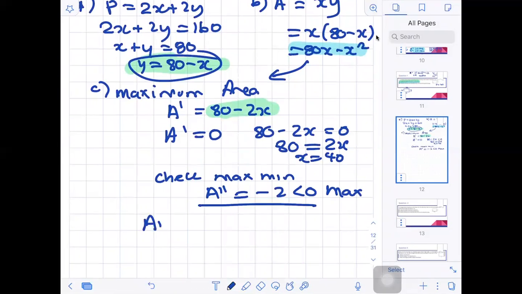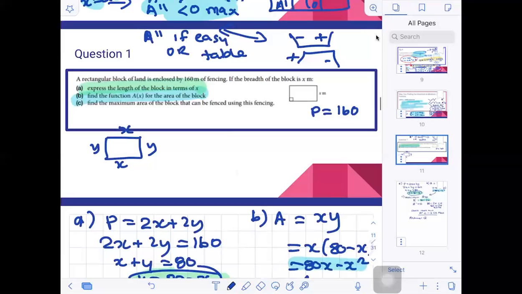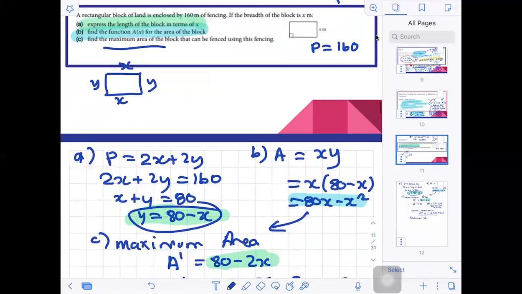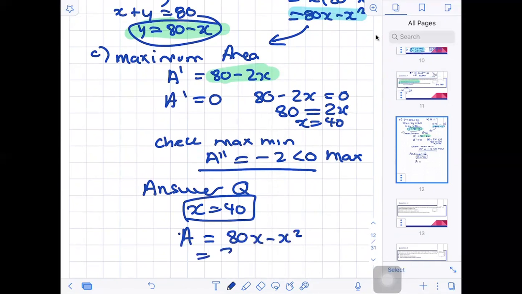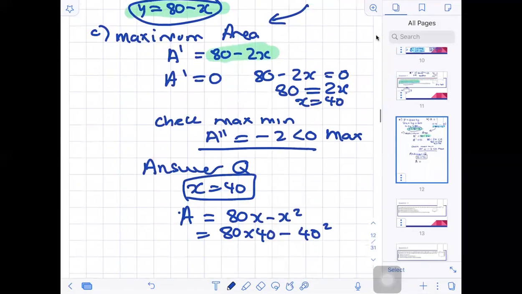Okay, and then what you want to also do is answer the question. There'll be another mark for answering the question. This one wants the maximum area. So the dimensions is when x equals 40. It doesn't ask you to find the width or the length, we're not after that. We're after the maximum area. So you have to go back to your original area question and just put the 40 into there. You get 3200 minus 1600, which is 1600 meters square.